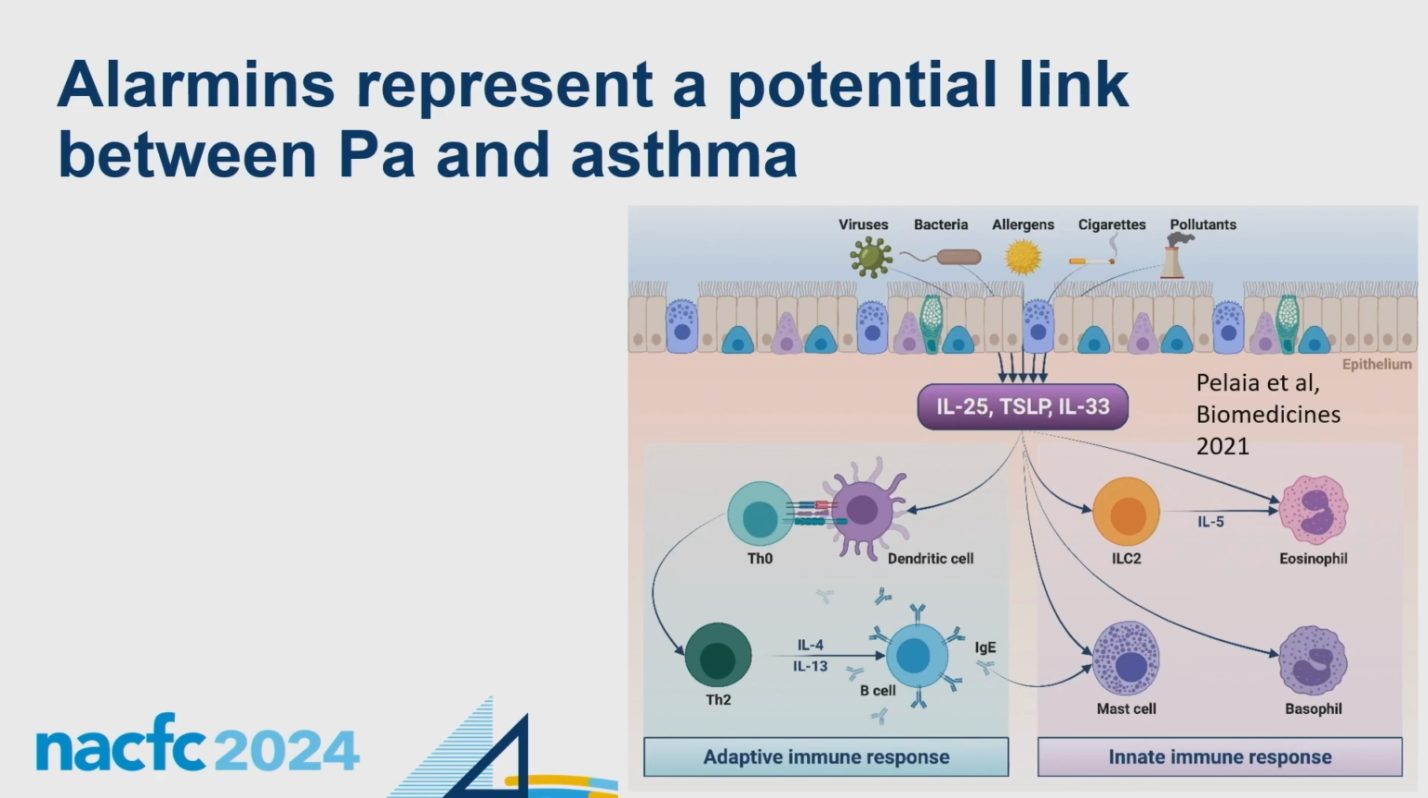Mechanistically, a newer class of cytokines called alarmins represents a potential link between Pseudomonas and asthma. And these consist of IL-25, TSLP, also known as thymic stromal lymphopoietin, and IL-33. These are cytokines that are canonically thought to be produced by airway epithelial cells in response to noxious stimuli, including viral infection, bacterial infection, allergen challenge, and chemicals such as cigarette smoke or pollution. And these lead to all kinds of downstream activation of multiple immunologic pathways, as seen in this simplified diagram here.